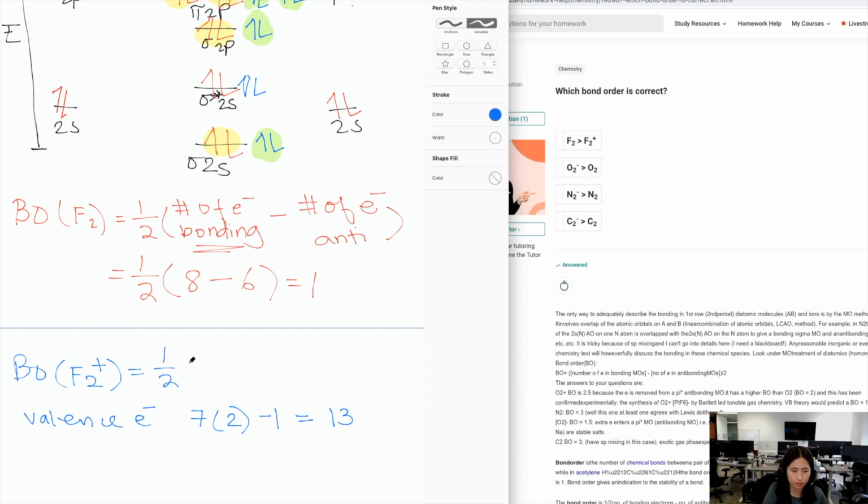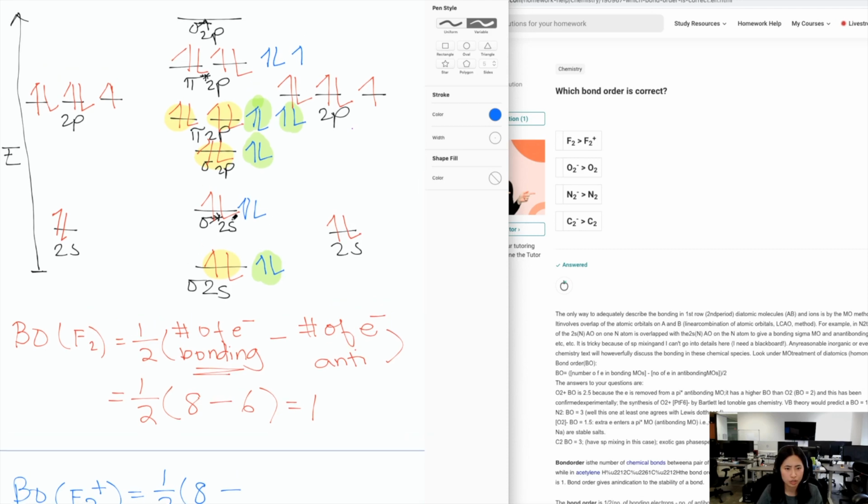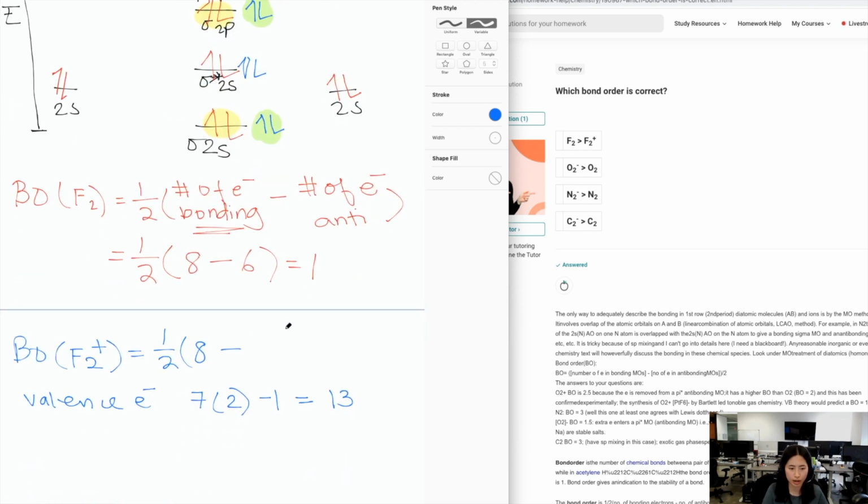So this is 1/2 times the number of electrons in bonding, that's 8, minus, for anti, anything that's not shaded in green, and it has to be in the blue pen. So we have 2 and 2, 4, and that's 5. So that would be 8 minus 5, which is 3. Does that make sense? So you have 3 times 1/2, which is equal to 3/2, and that's equal to 1.5. So the bond order of F2 plus is actually 1.5.